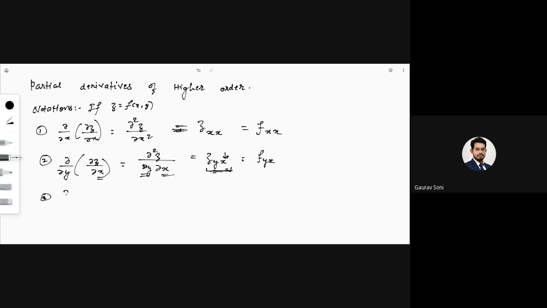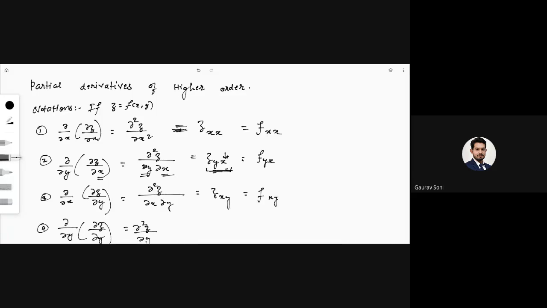Third one, ∂/∂x of ∂z/∂y. So this will be ∂²z/∂x∂y, which is z_xy, which can also be written as f_xy. And the last one, ∂/∂y of ∂z/∂y, again an easier one, ∂²z/∂y², which is equal to z_yy, equal to f_yy.